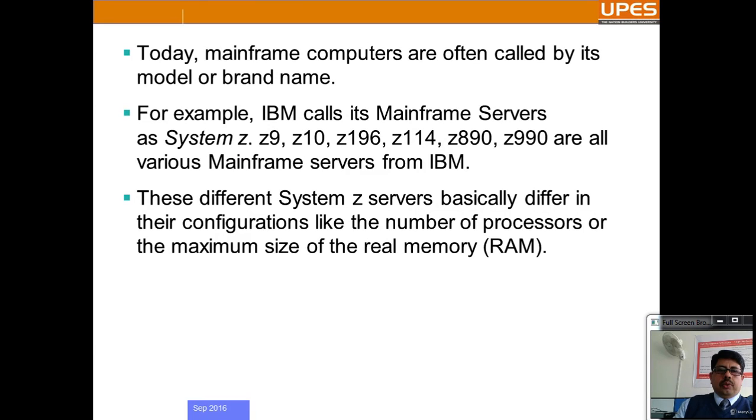And today mainframe computers are often called by their model or brand name. As an example, IBM calls its mainframe servers System z, z9, z10, and various other mainframe servers. These different System z servers differ in their configuration, like the number of processors or the maximum size of the real memory. Depending on their configuration, they are categorized into different verticals.